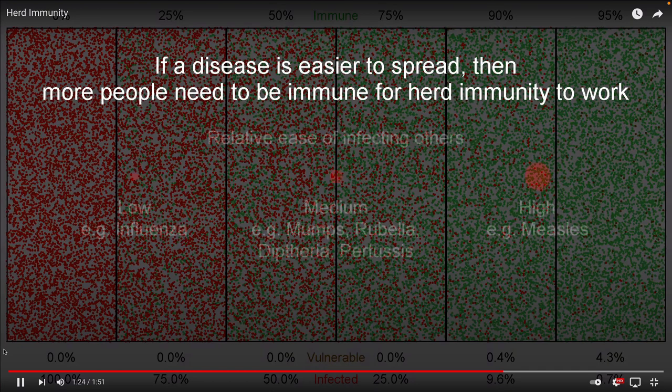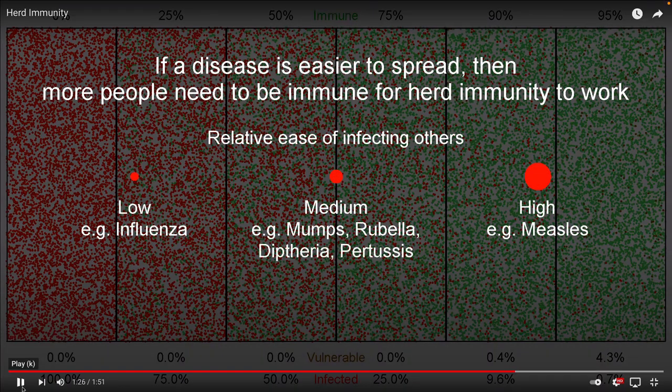As the video is saying, the exact percentage varies based on how transmissible the microbe is. So things that are spread more easily need more people to be vaccinated. Things that spread less easily need fewer people to be vaccinated. I also want to show you this in another way.